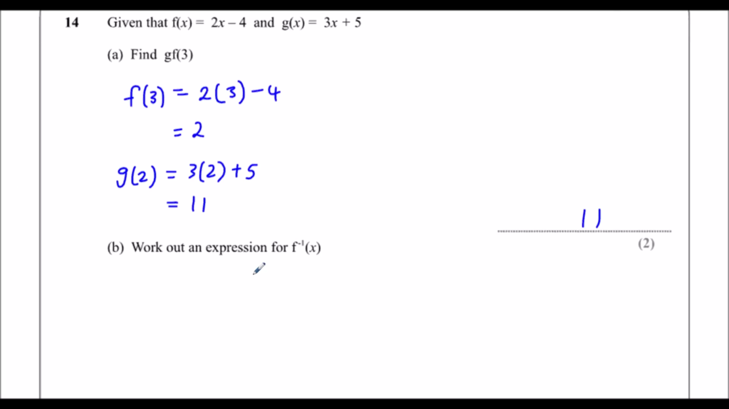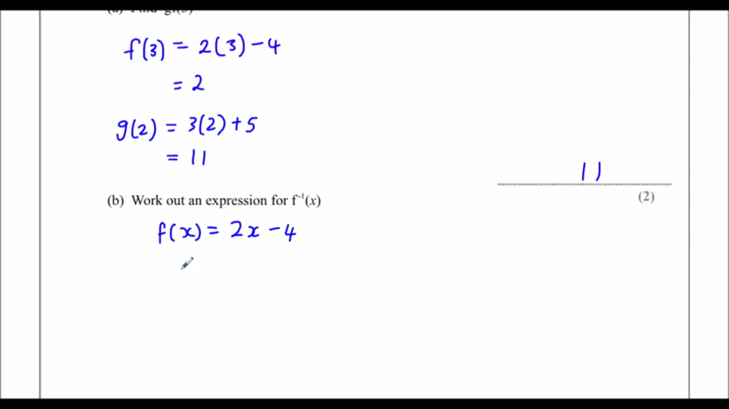Part B. Work out an expression for the inverse of f. So the inverse of f, that means the opposite of f. So the opposite function. So f of x is 2x minus 4. So what's the opposite of 2x minus 4? So we can switch this around. I'm going to change f of x to a y, so y equals 2x minus 4. And then I'm going to rearrange it.